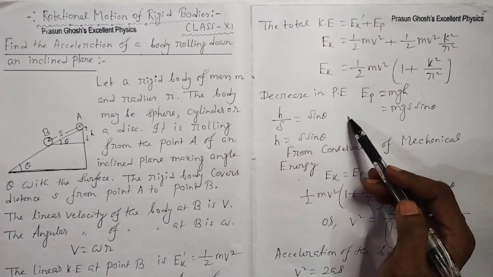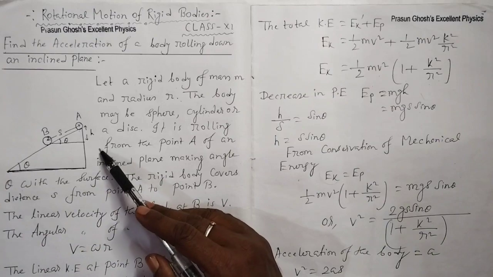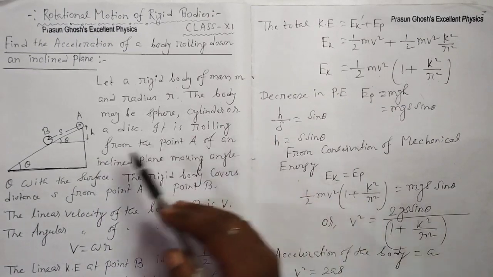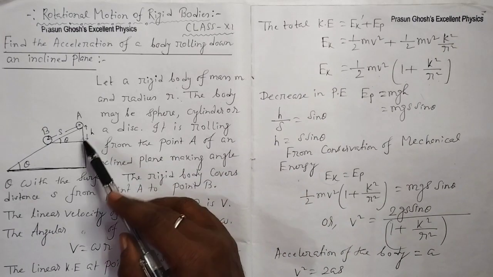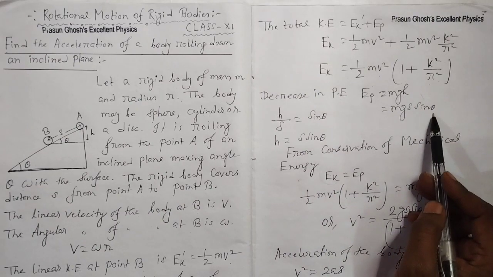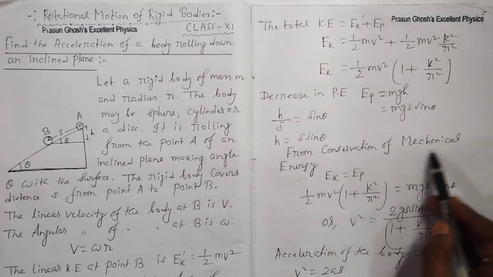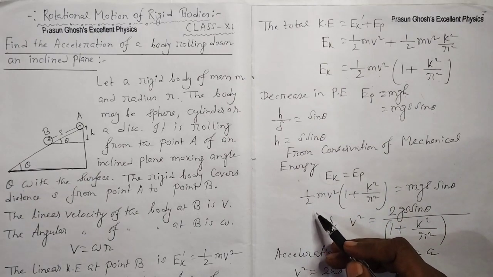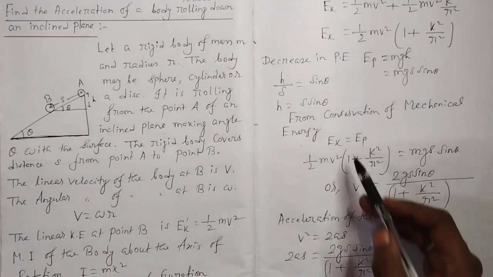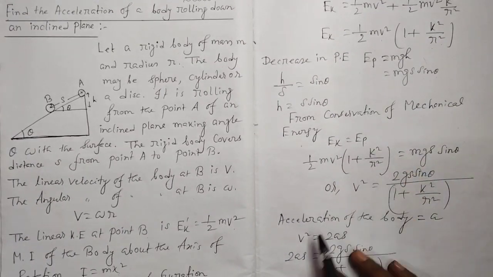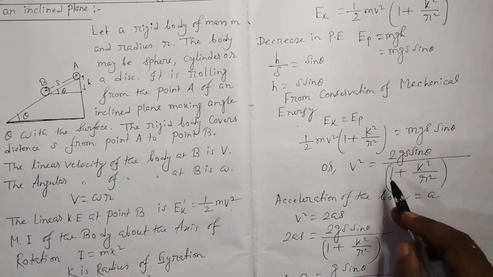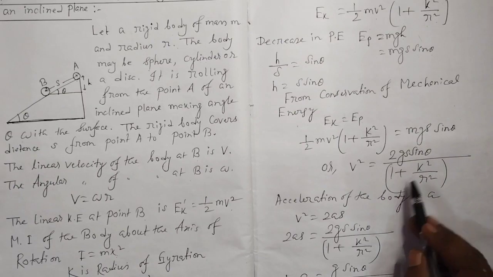So decrease in potential energy we can write as mgh. So mgh, that is the decrease in potential energy. So from this figure we get h by s, that is sin theta. So putting the value of h as s sin theta, from the conservation of mechanical energy we get Ek equal to Ep. So putting the value of Ek and Ep we get v square, so v square equal to 2 g s sin theta by 1 plus k square by r square.